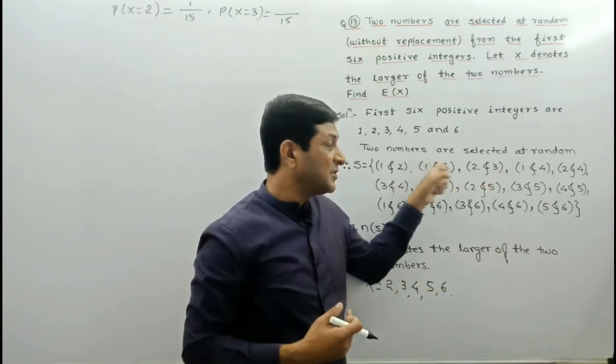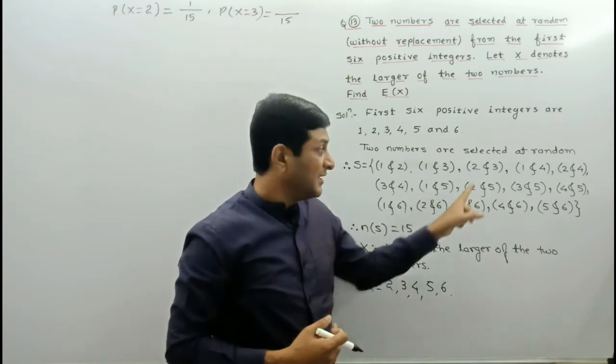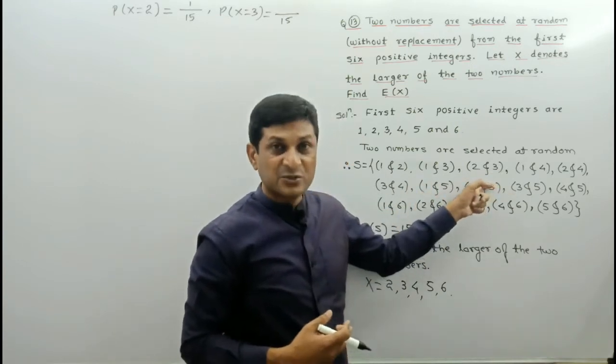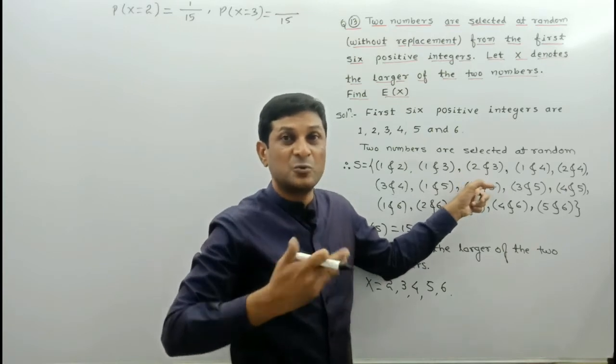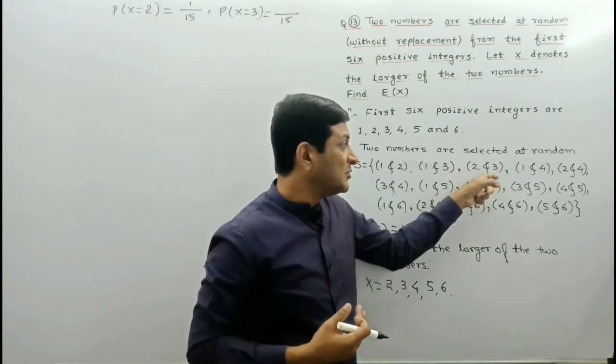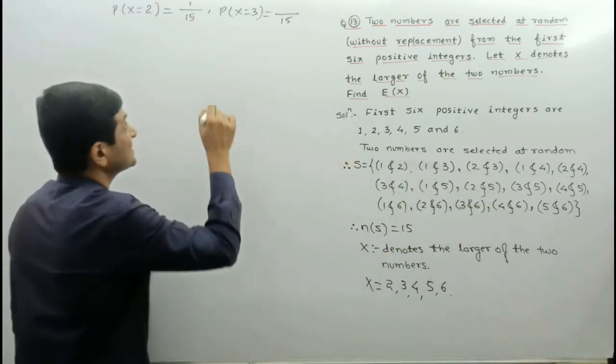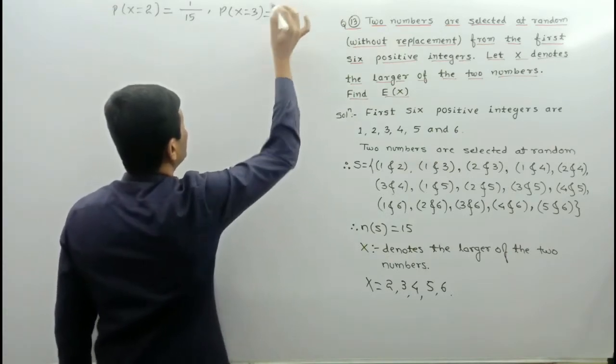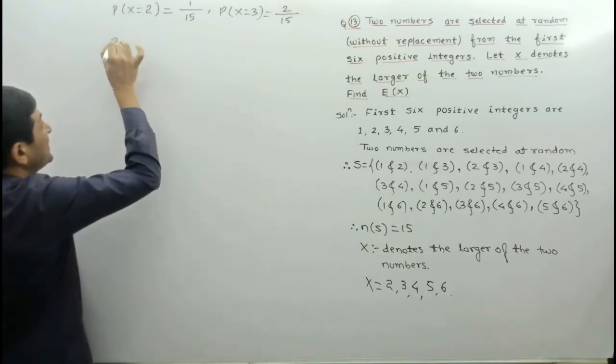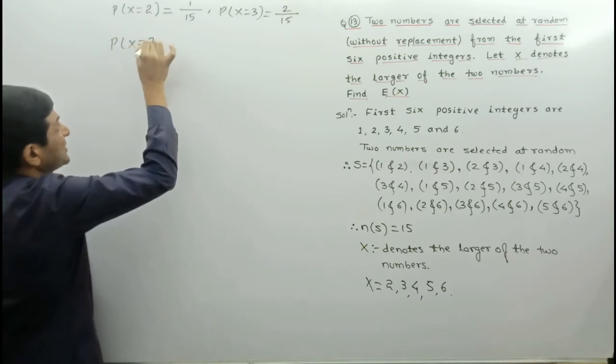Here 1 and 3 are two outcomes, so the larger is 3. 2 and 3, in this case which two numbers are selected? 2 and 3. Larger number is what? 3. Means only in 2 cases 3 is larger, so its probability is 2/15. So now we are finding probability when X is equal to 3.